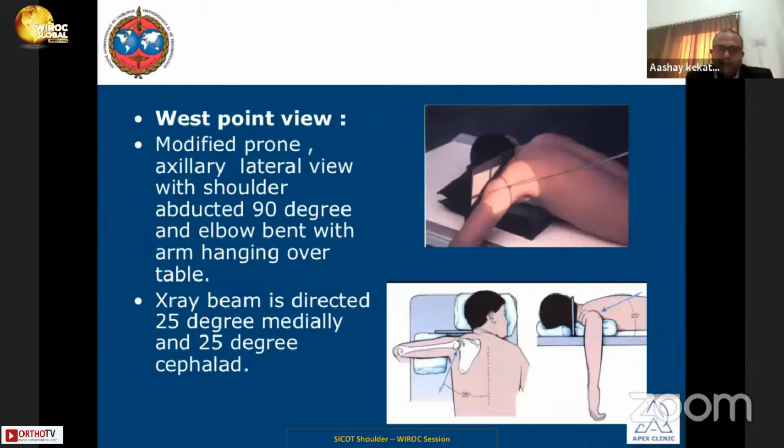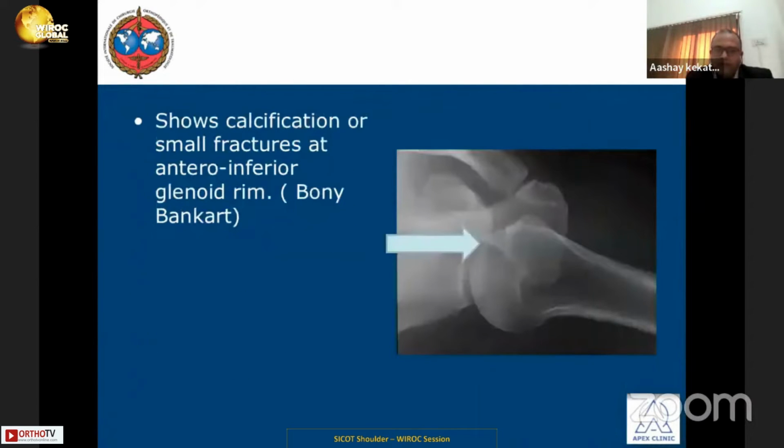This is the West Point view. The patient is lying prone. It's a modified axillary lateral view with the shoulder abducted 90 degrees and the elbow bent, with the arm hanging over the table. The X-ray beam is directed 25 degrees medially and cephalic. It shows calcifications or small fractures at the anterior inferior glenoid rim.